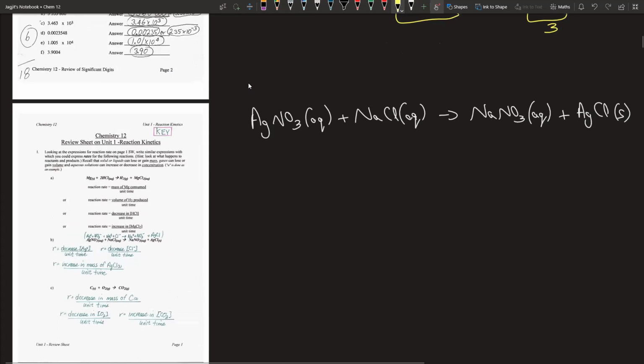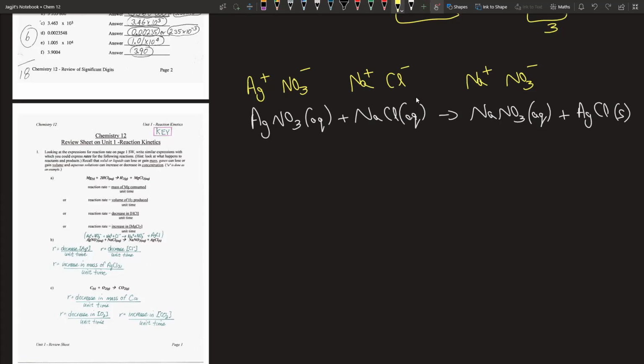AgNO3, what's AgNO3 made up of? Well, it's made up of Ag plus ion and NO3 minus ion. Do you agree? What about NaCl? NaCl is made up of Na plus ion and Cl minus ion. What about NaNO3? It's made up of Na plus ion and NO3 minus ion. This one's a solid, so you cannot break up a solid. You can only break up your aqueous guys, not your solid guys. Keep that in mind, because your aqueous solutions are just dissolved in water. So we cannot break our solids, but we can break up all our other aqueous guys.